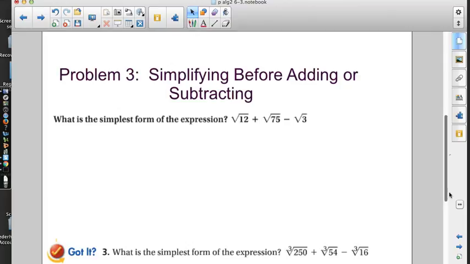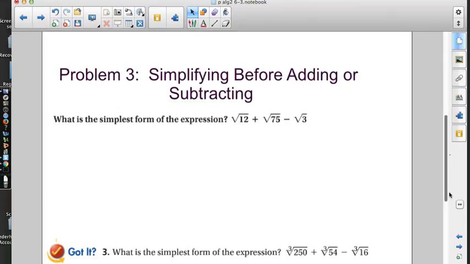So, problem 3 has us simplifying before adding or subtracting, because it says, what's the simplest form of the square root of 12 plus the square root of 75 minus the square root of 3? Can't do it. The radicands are different. And it's simplifiable. So here's the educated cheat. Take a look at the 3 of them that are up there right now. Which one of those is obviously already simplified, and tell your partner? Which one of these is simplified?